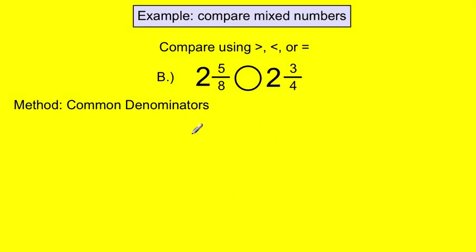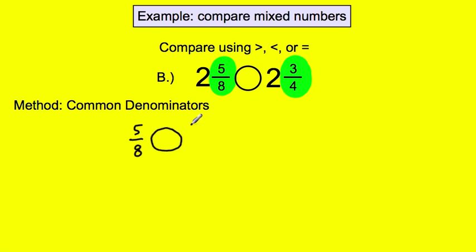And again, we're going to be finding common denominators. In this situation, we have a mixed number, 2 and 5/8, and we're going to be comparing that to a mixed number, 2 and 3/4. If the whole numbers of your mixed number are the same, we only need to compare the fractions. So we're only going to be comparing 5/8 and 3/4. We don't even need to write in the big whole number there. So 3/4, and comparing that to 5/8.